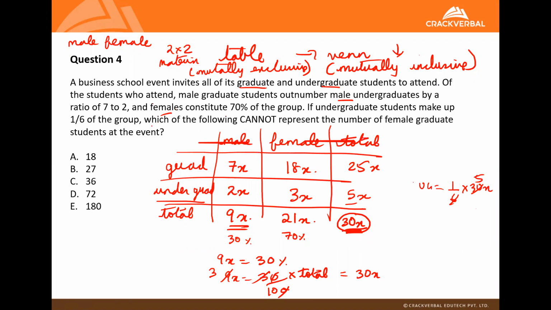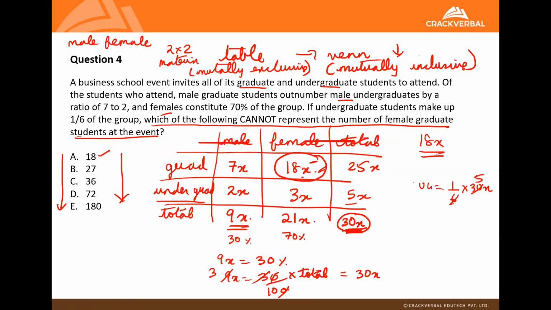And the question is asking me, which of the following cannot represent the number of female graduate students at the event? So the question is, which of the following answer choices cannot be a value for 18x? Now remember, if it cannot be a value for 18x, what the question is actually asking me is this: is this value perfectly divisible by 18 or not? Whatever answer you get, is it perfectly divisible by 18 or not? 18x can definitely be 18. That's absolutely fine. So there's no problem in that. Alpha can be a possibility. I need to hold on to which cannot be a possibility.